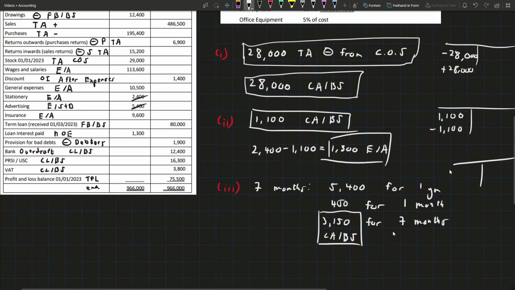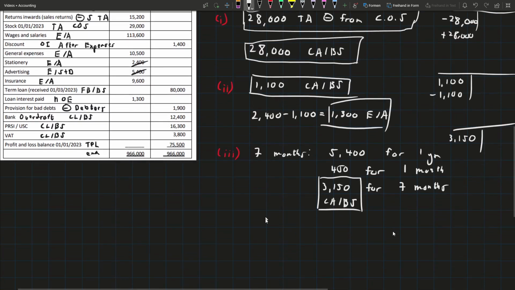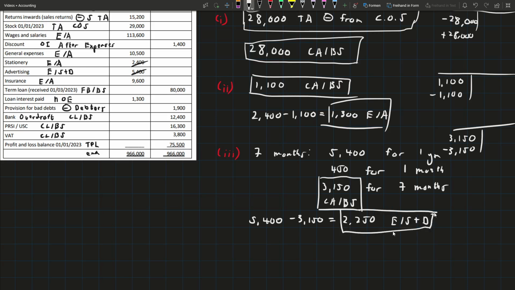So let's have a look. We've added a current asset of 3,150. So you'd expect that we'd have to do a minus 3,150. Yep. So our 5,400, that's how much we spent this year. But that 3,150 is for next year. So now we're doing our minus 3,150. You see it'll cancel out and it'll balance. So we have 5,400 minus 3,150, which is equal to 2,250. And that's actually how much we spent on advertising this year. That's a selling and distribution expense because it's to do with selling the product.